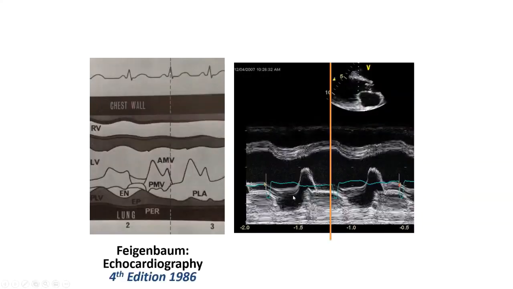Something you should look out for, and the kind of thing that you might be tested on, is when you see an early closure of the mitral valve. Again, here's where the mitral valve should close, right about on the R wave. Here's the R wave. In this example, the mitral valve has closed much earlier than that.